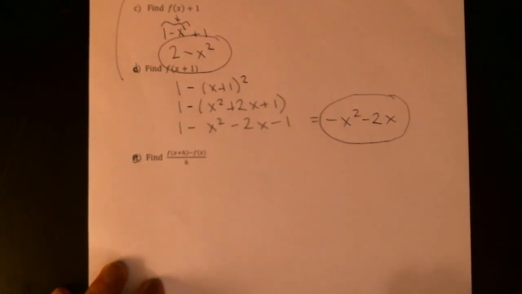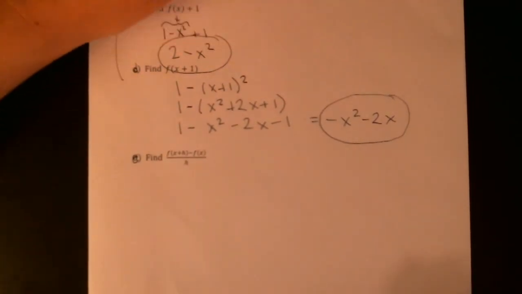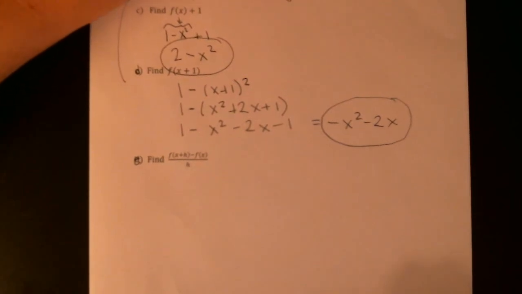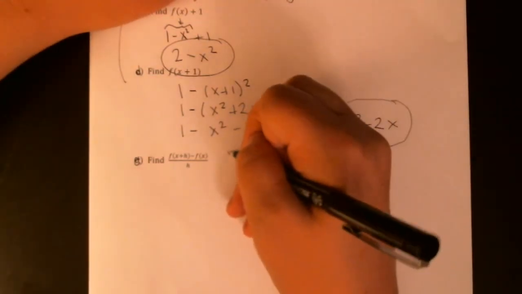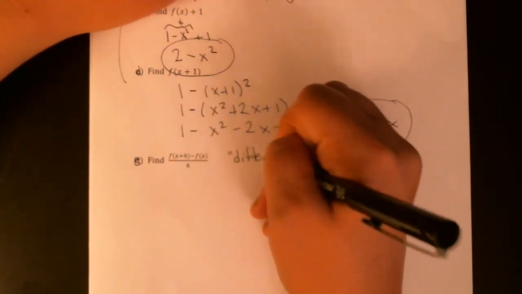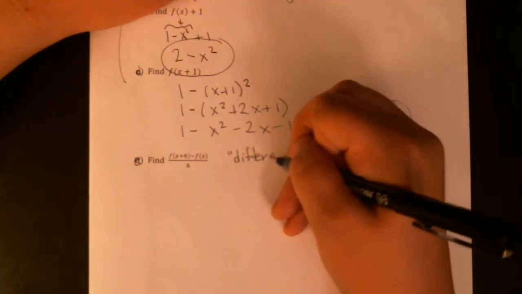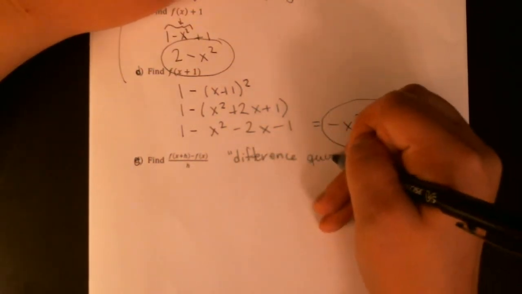Okay, last one, and this is an important one. f of x plus h minus f of x, all over h. I don't know if you see it immediately, but I hope you'll start to. This is a difference quotient. It doesn't look quite like the one that you saw in the first video. Difference quotient.